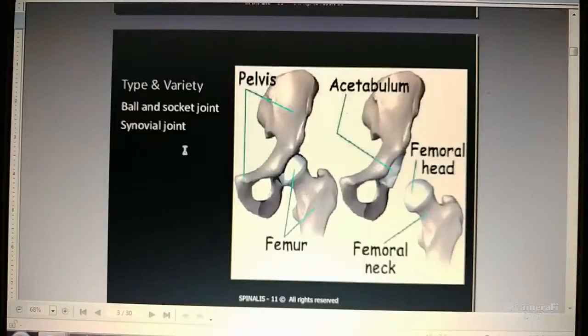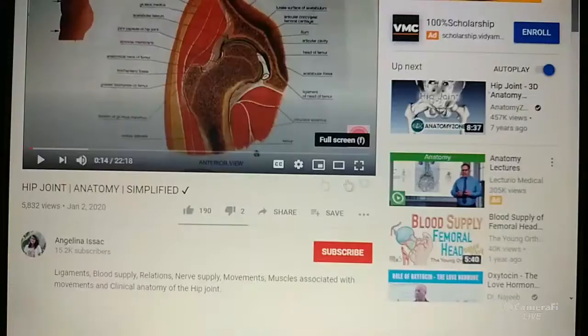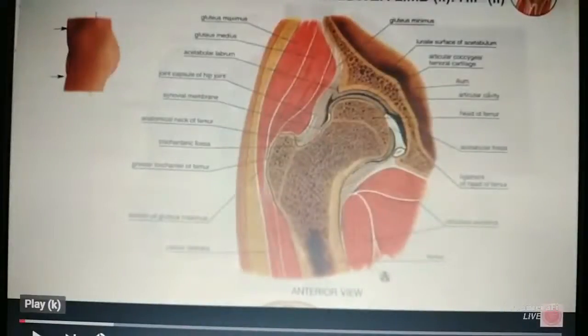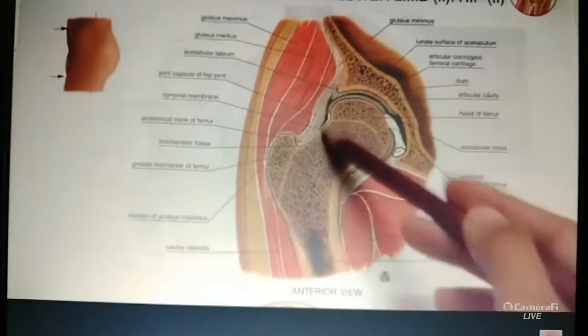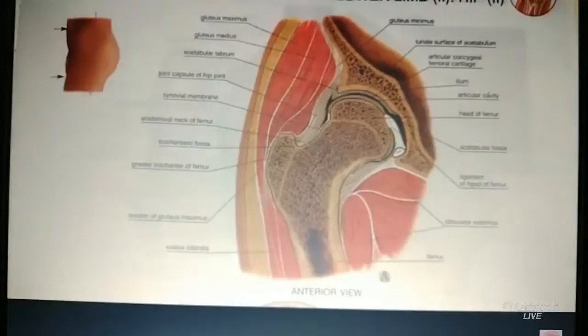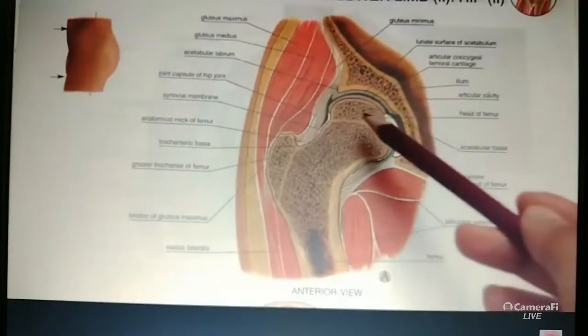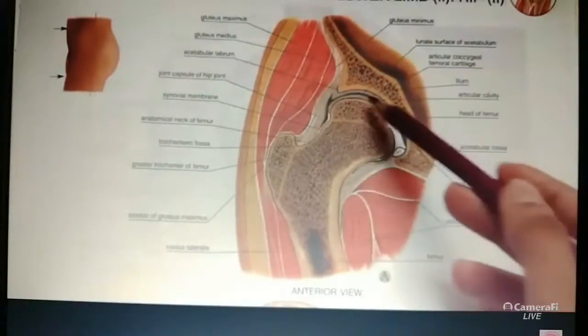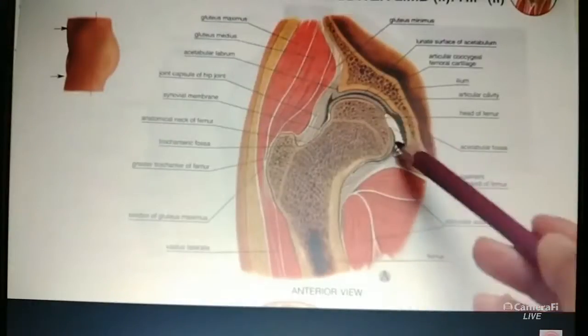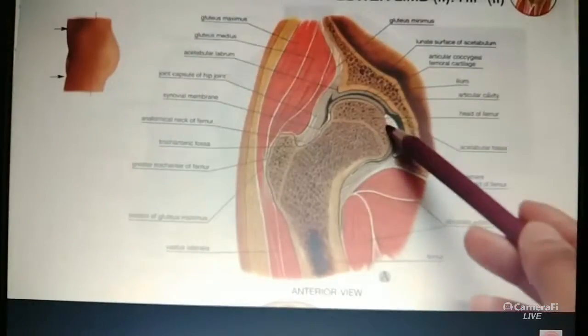Types: a variety of synovial joint. In this joint, the articulation is by the acetabulum of the hip bone and the head of the femur. Laterally is the femur; medially means towards the body, away from the head of the femur, where it is covered by hyaline cartilage except the fovea capitis.